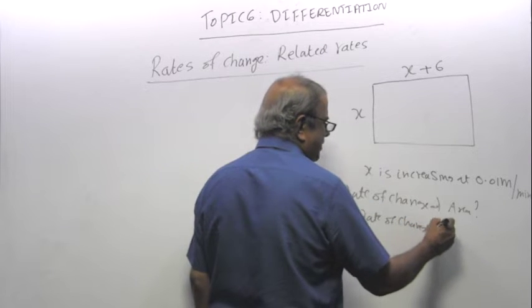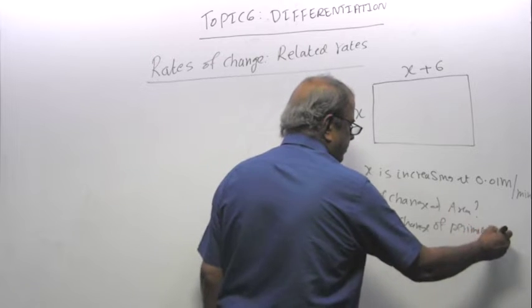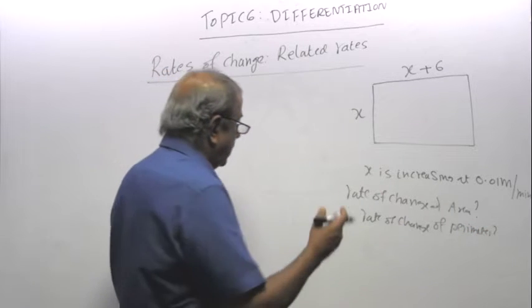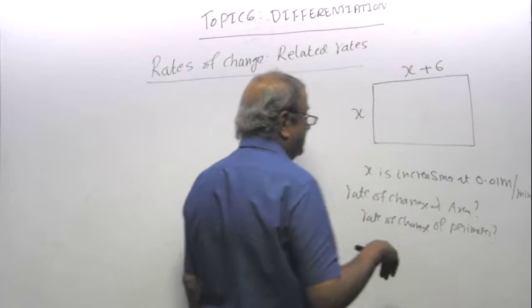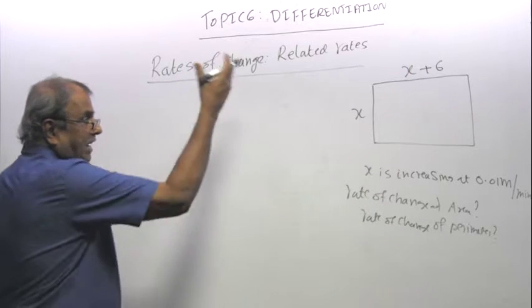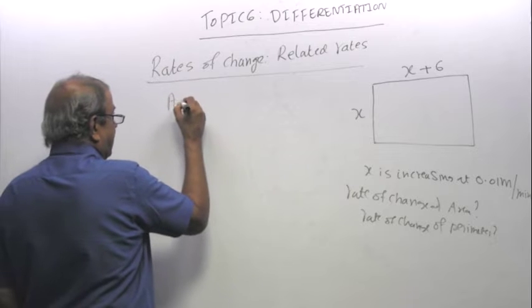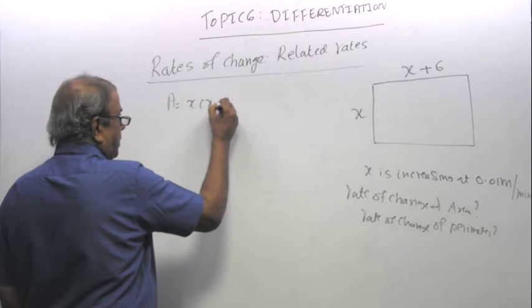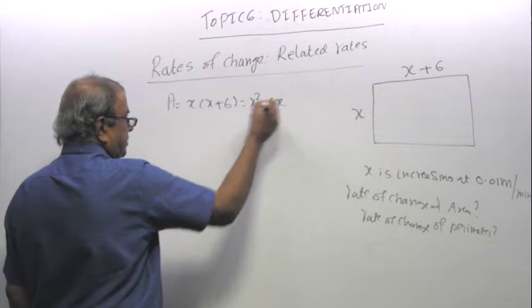I'm taking a simple example. Later on we'll go to complicated ones. So the variable has been identified for you. So area is x times x plus 6 or x squared plus 6x.